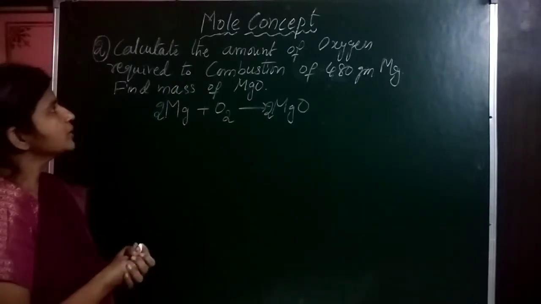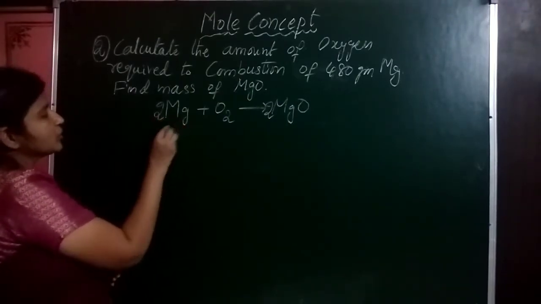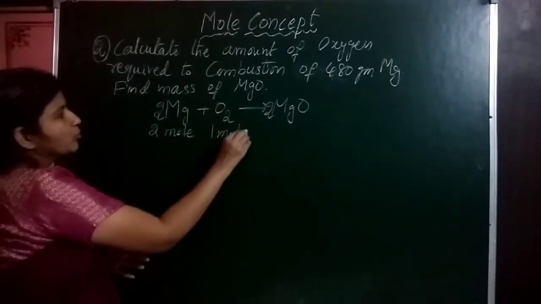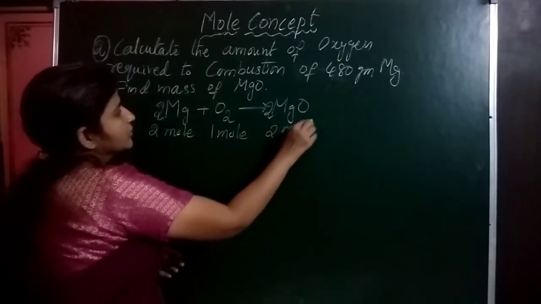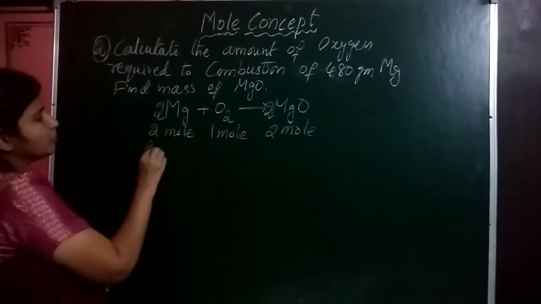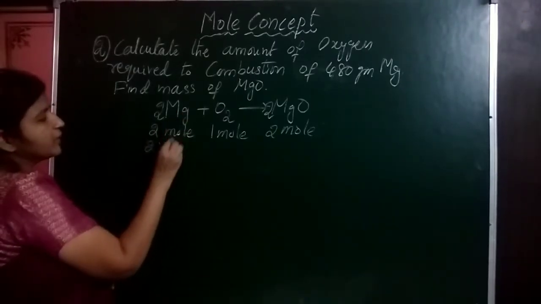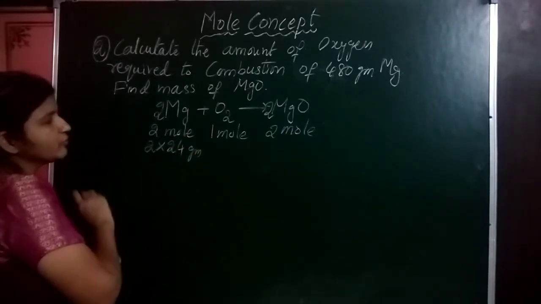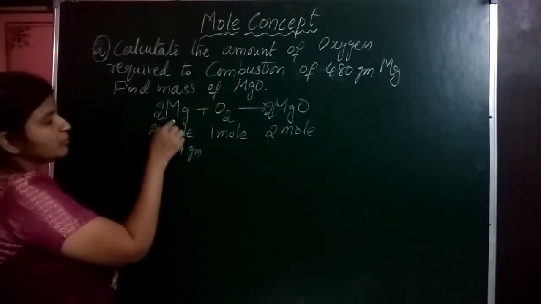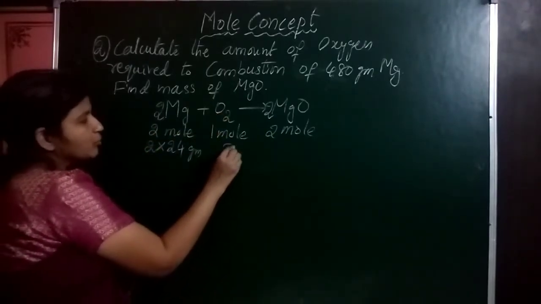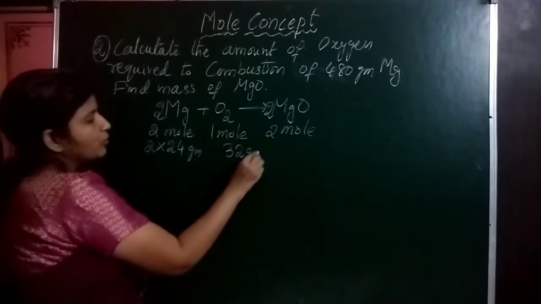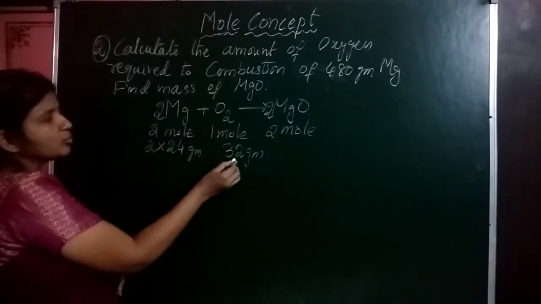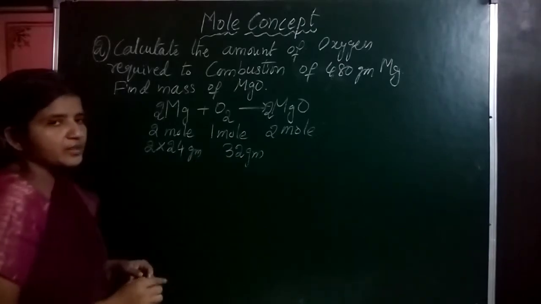Now see here, 2 moles of magnesium, 1 mole of oxygen, and 2 moles of magnesium oxide. 2 moles means how much amount? 1 mole of magnesium is equal to 24 grams. So 2 into 24 grams of magnesium reacts with 1 mole of oxygen. 1 mole of oxygen is equal to how much? 32, because each oxygen atomic weight is 16, so 16 twos are 32. So 1 mole of oxygen is equal to 32 grams.